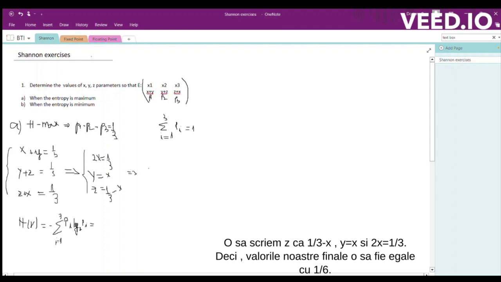So our final values are going to be equal. X equals y equals z. And they are going to be equal with 1 over 6.